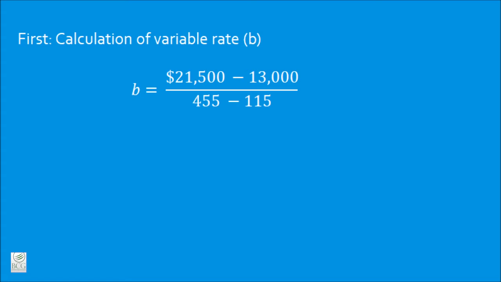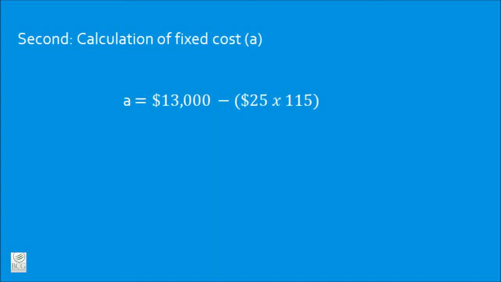So 455 is the highest number of reports that is stated in the problem. When you say the highest point or the lowest point, we're going to base it on the x, or the number of reports, not on the amount. So 455 is the highest point, and its corresponding total cost is 21,500, and 115 is the lowest number of reports, with a corresponding total cost of 13,000. We get the difference and divide, and we'll get the slope, or the variable rate, of $25.